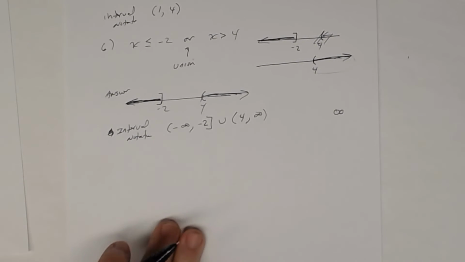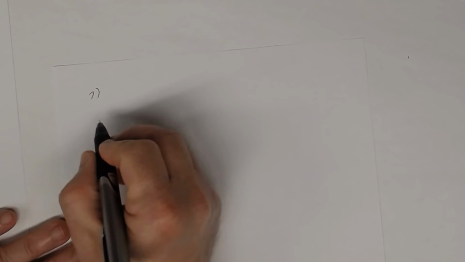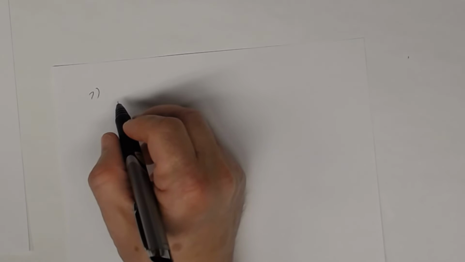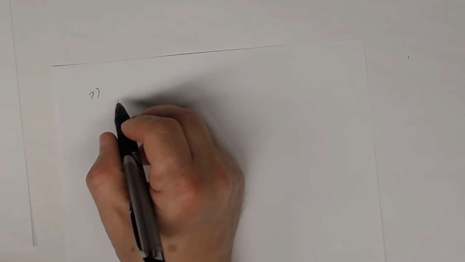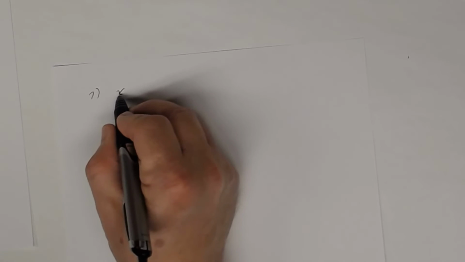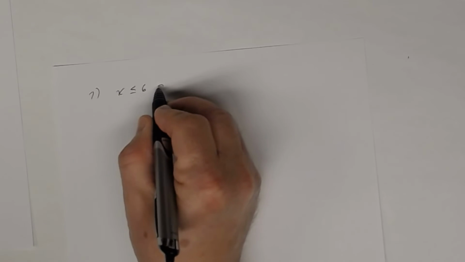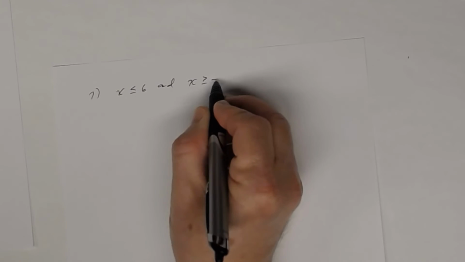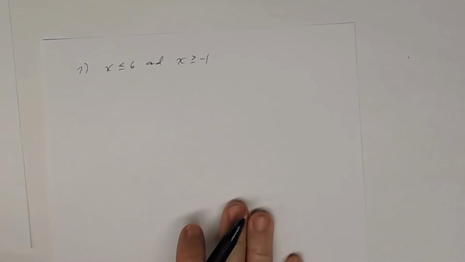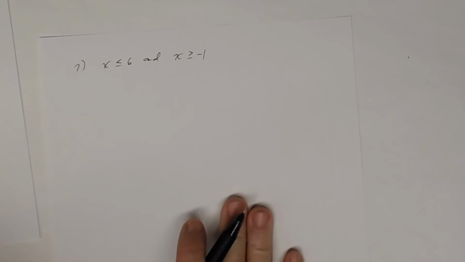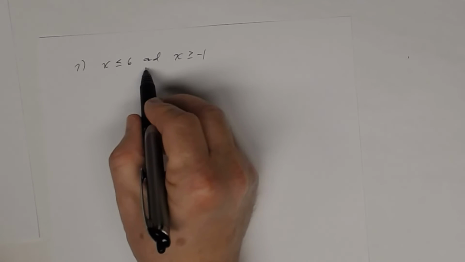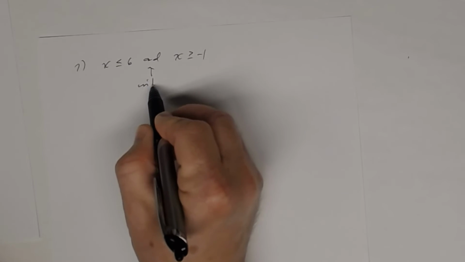Let's look at number 7. So it's not difficult. Very simple process, right? Very simple to deal with. All right, number 7. Let's suppose we had x is less than or equal to 6 and x is greater than or equal to -1. So notice the word and, so think of intersection.